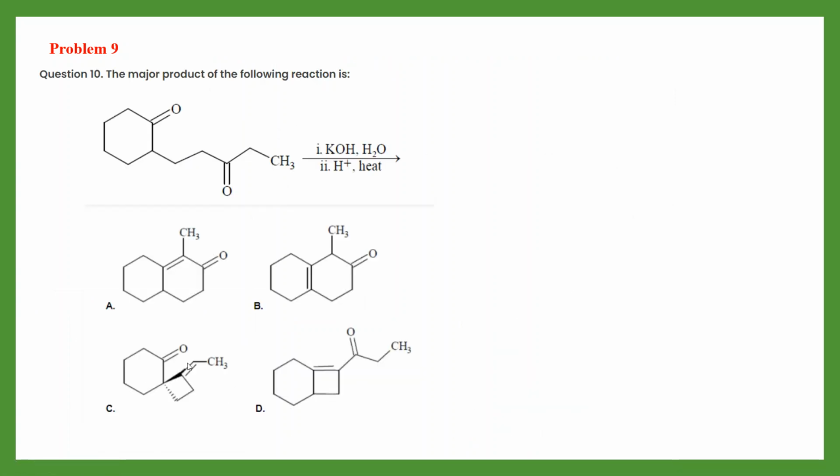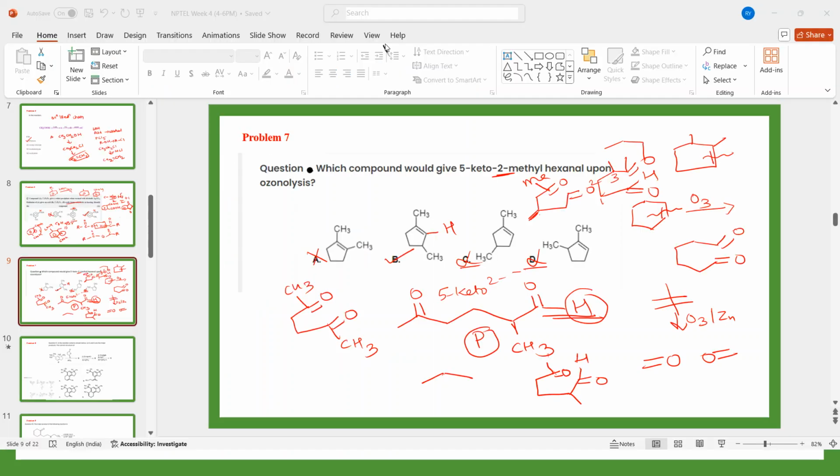Problem number 9. After looking at this question, can anyone tell me which type of reaction is taking place here? Name reaction. Let me give you a hint. This name reaction starts from A. Ma'am, addition elimination reaction. Okay, you are saying addition elimination. Addition then elimination.